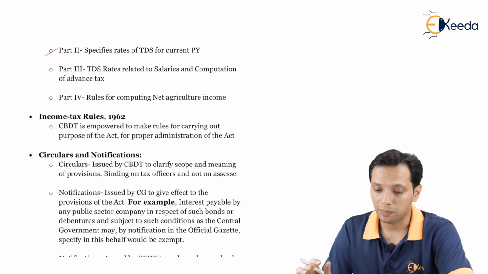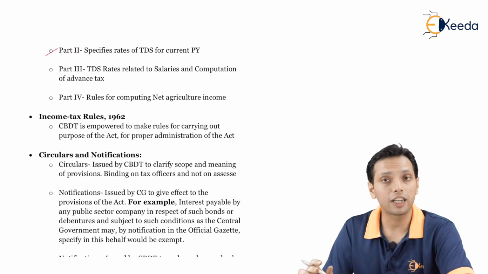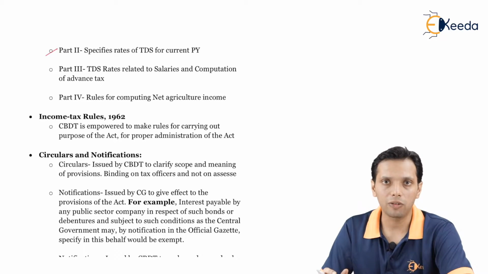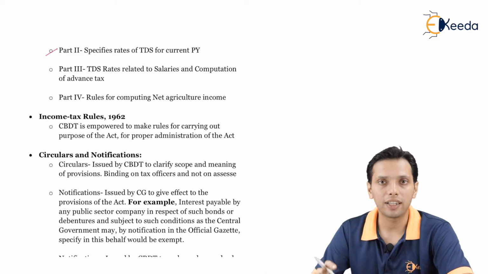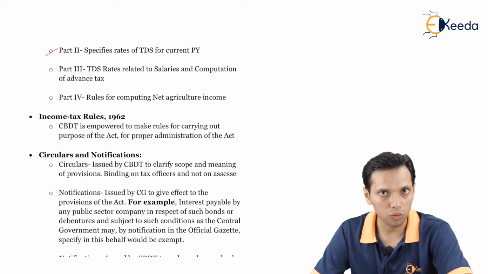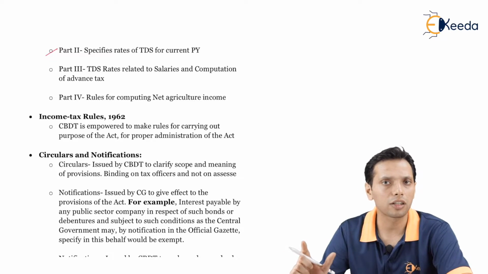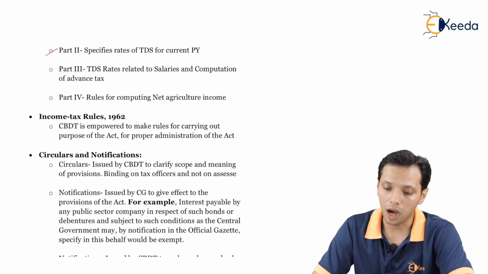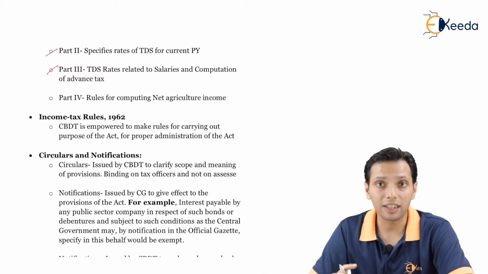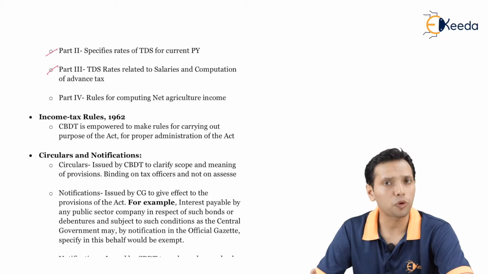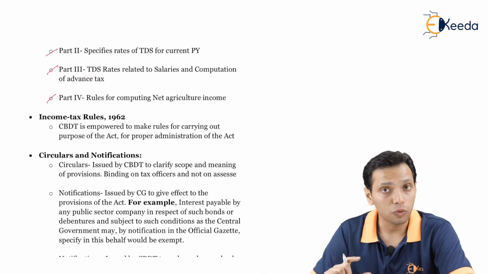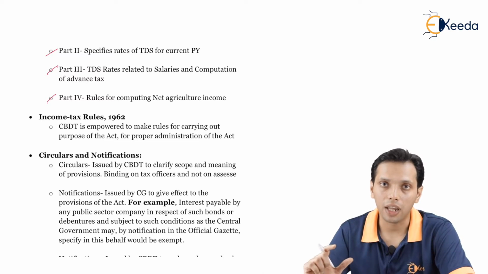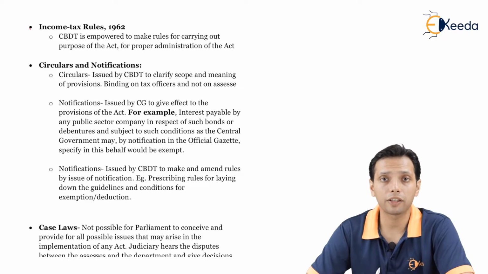Part 2 specifies rates of TDS of the current previous year, which in this case would be 1920. So the 1920 TDS rates applicable are mentioned in part 2, which has been mentioned in Finance Act number 2019. Part 3 contains TDS rates related to salary and computation of advance tax, and part 4 contains rules for computing net agriculture income. Next topic is income tax rules.